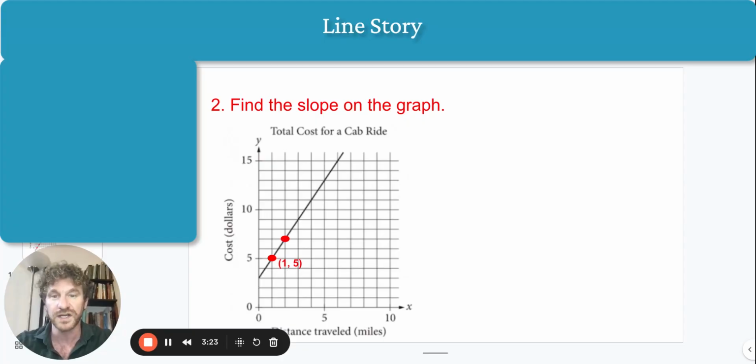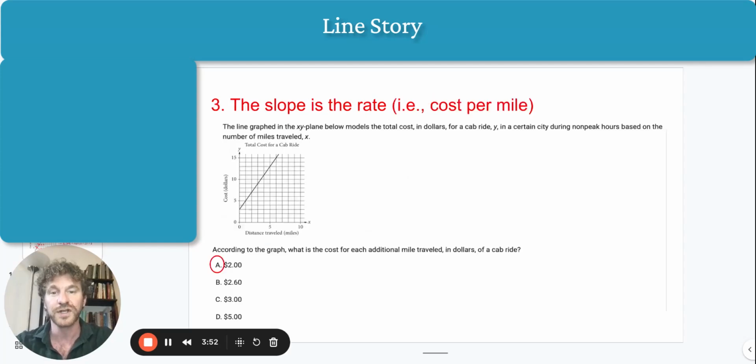We'll pick point 1, 5, meaning that when the cab has traveled 1 mile, the trip costs $5. And our second point will be 2, 7, meaning that when the cab has traveled 2 miles, it costs a total of $7. We can find the rise over the run between these 2 points by calculating how far it goes up. It goes up 2, and it goes over 1, and we have found our slope, which is the rise divided by the run, which is 2 over 1, which is 2. So we know that the slope is the rate, in other words, the cost per mile. So if our slope is 2, we know that the cab ride costs $2.